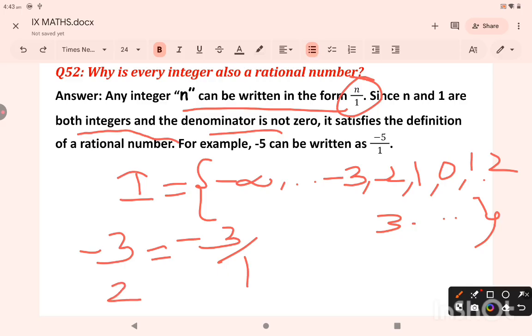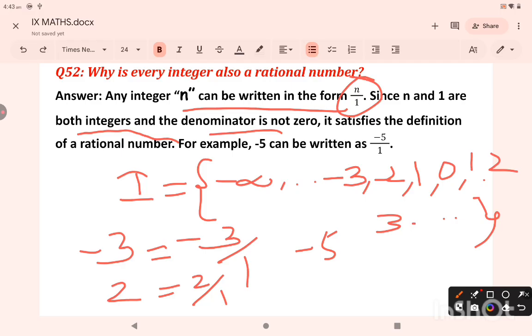Suppose for another example, 2. 2 is an integer. Here 2 can be written as 2 by 1. This is in the form of p by q. Both p comma q are integers, q not equal to 0. These two conditions are satisfied here. Therefore, minus 3 is an integer, that is a rational number. 2 is an integer, that is a rational number. Similarly, minus 5 is an integer, that is a rational number, because that can be written in the form of minus 5 by 1.